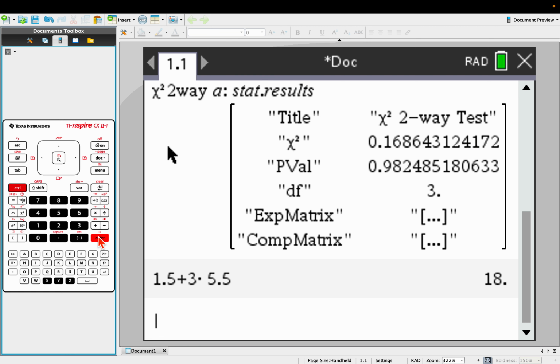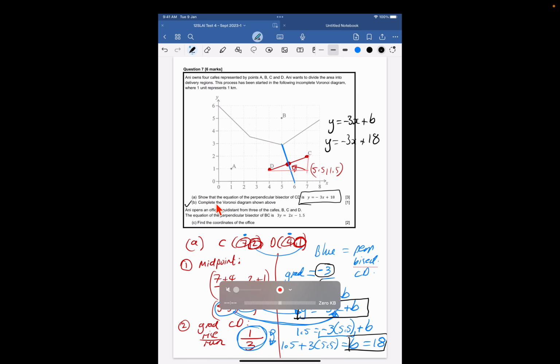Alright then, now let's look at b. Complete the Voronoi diagram above. Oh, sorry, I wasn't showing my screen there, look. So I found the equation at the end. We're on part B now. Complete the Voronoi diagram above. So the Voronoi diagram takes every pair of points and finds the perpendicular bisector between the two. Okay, so I think it's maybe staring at us that there is no perpendicular bisector between A and D.